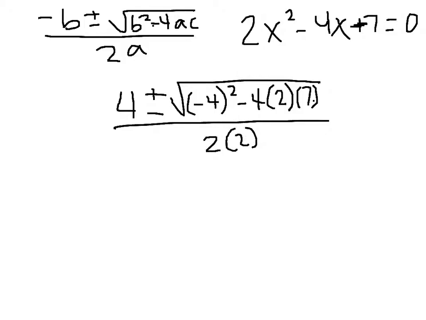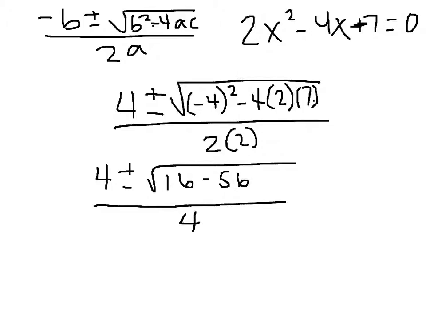And then I just slowly need to work on simplifying this. So on the next line I have 4 plus or minus the square root of 16. And then 4 times 2 is 8. 8 times 7 is 56. So minus 56. That's all divided by 4. 16 minus 56 is negative 40. So I have 4 plus or minus the square root of negative 40, all over 4.